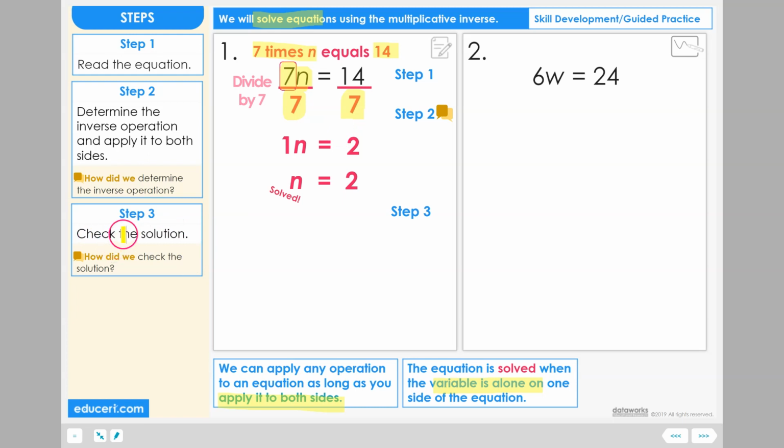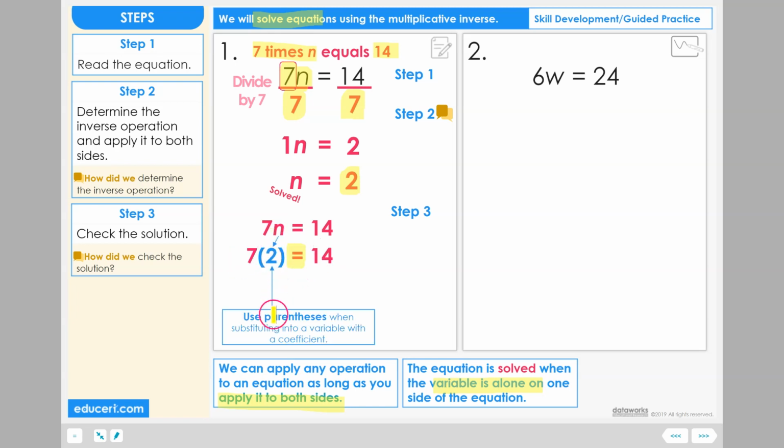Step 3. Check the solution. To confirm that n equals 2 is the correct solution, we take the original equation, we substitute n with the value 2. So 7 times n is 7 times 2 equals 14.